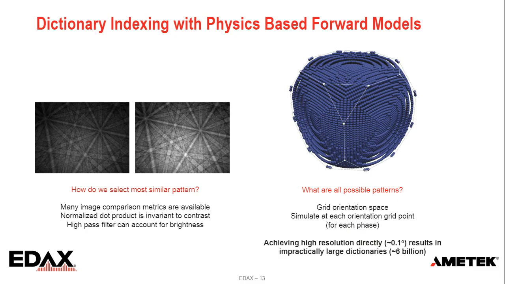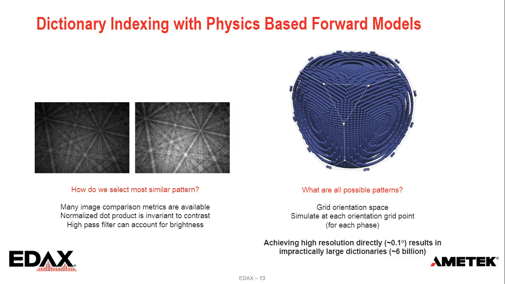And then the all possible patterns part is slightly more complicated. Basically what you have to do is grid all of orientation space. And there is a somewhat complicated way of doing this that involves a new orientation representation. If you want the details, I'm happy to talk about that during the questions. But the basic idea is that you pick some resolution and generate a 3D grid of all orientations at that resolution, and then simulate a pattern for each one of those.